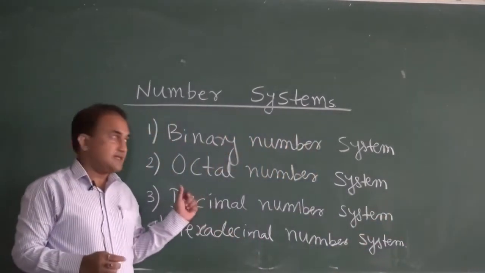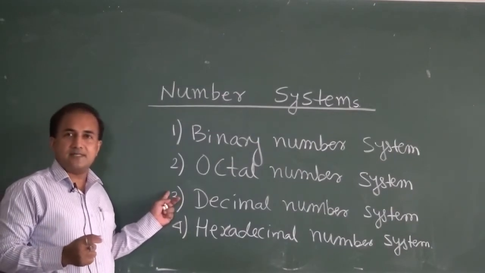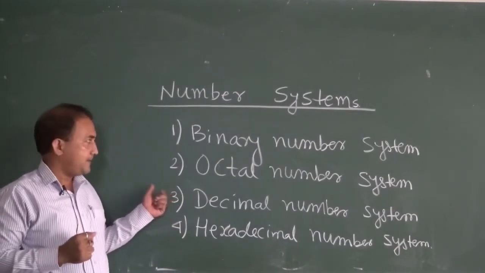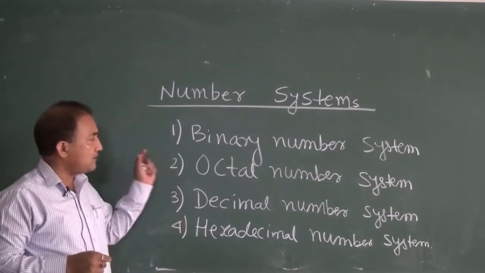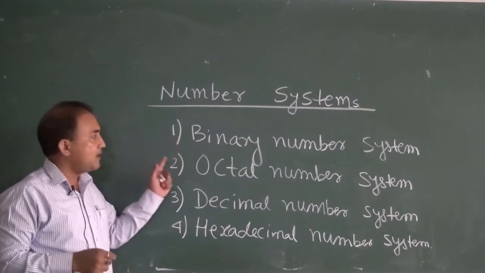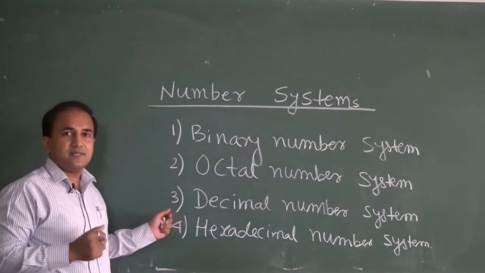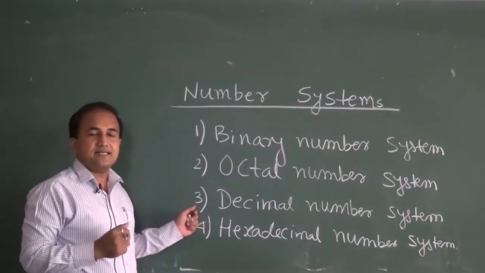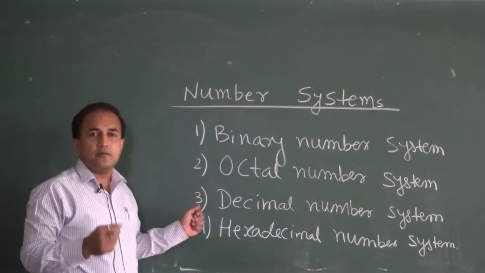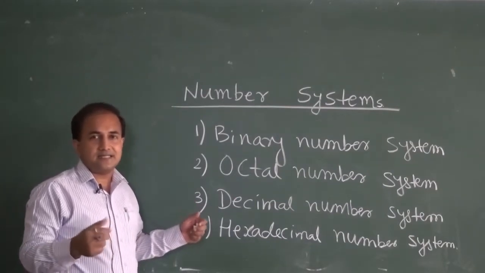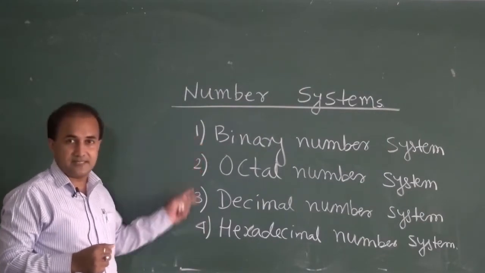Out of these 4 number systems, you have studied about decimal number system earlier. So in this unit you will study also about binary number system, octal number system and hexadecimal number system. These number systems find applications in digital systems such as microprocessors, computers and other digital systems. That is why we are studying about these number systems.